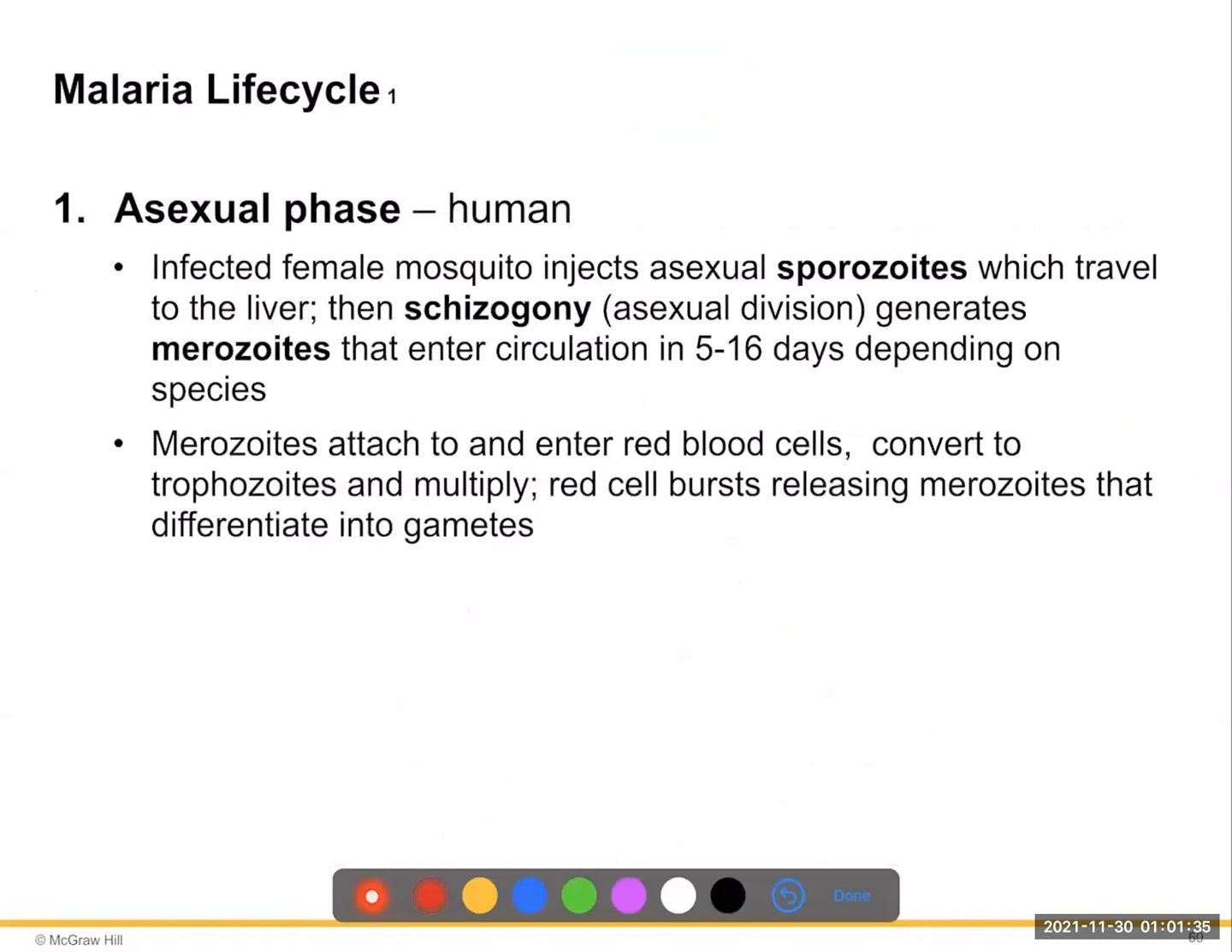It's a really common disease. The malaria life cycle has an asexual phase in humans. So the infected female mosquito injects asexual sporozoites, which travel to the liver. Schizogony, your asexual division, generates merozoites that enter the circulation in 5 to 16 days, depending on what species it is. The merozoites attach to and enter the red blood cells. So malaria affects your red blood cells. They convert to trophozoites and multiply. The red blood cells burst, releasing merozoites that differentiate into gametes. The gametes can form a sexual phase now, where they can mix chromosomes.